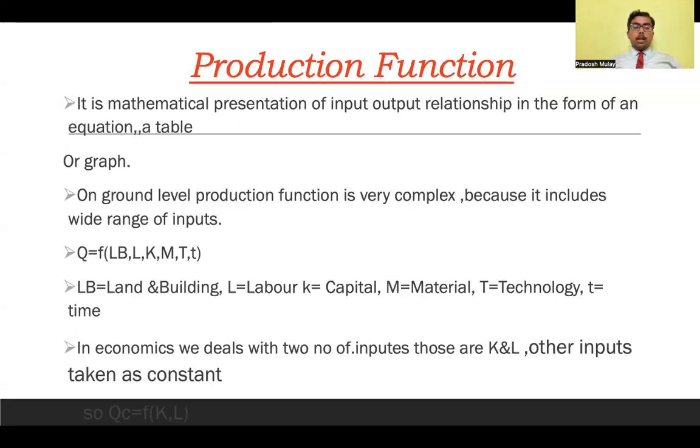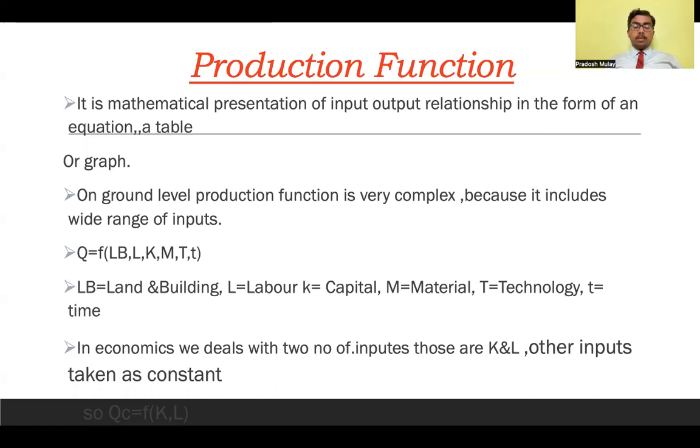The production function is the mathematical presentation of the input and output relationship in an equation, table or graph. On the ground level, the production function is very complex because it includes a wide range of inputs. So Q = f(LB, L, K, M, T, T), where LB is land and building, L is labor, K is capital, M is material, T is technology, and T is time.